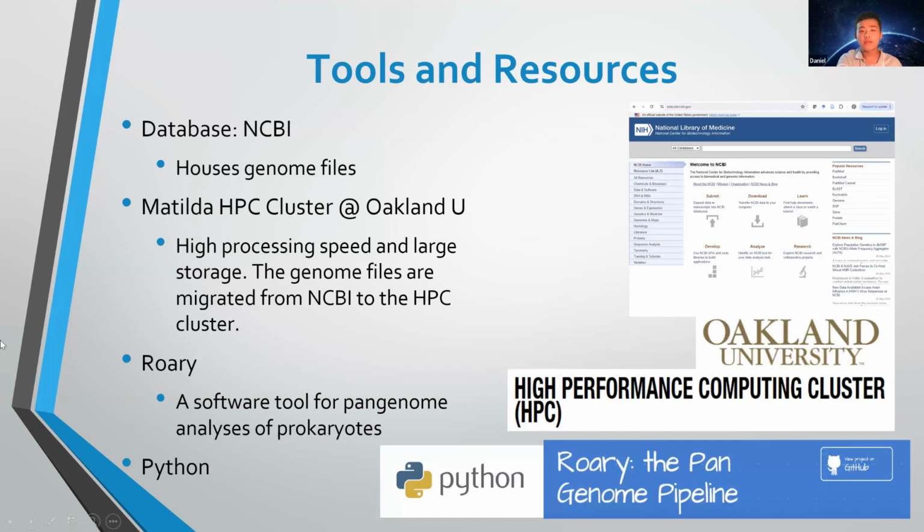For this project, I used a variety of tools and resources. First is the NCBI database, which houses vast amounts of genome files. Next is the Matilda High Performance Computing Cluster at Oakland University. This one is especially important because of its high processing speed and large storage capacity. For the actual pangenome analysis, I used Roary, which is a software tool for pangenome analyses of prokaryotes. Finally, I used the Python programming language to manage files, integrate different tools into the pipeline, and generate statistical results.